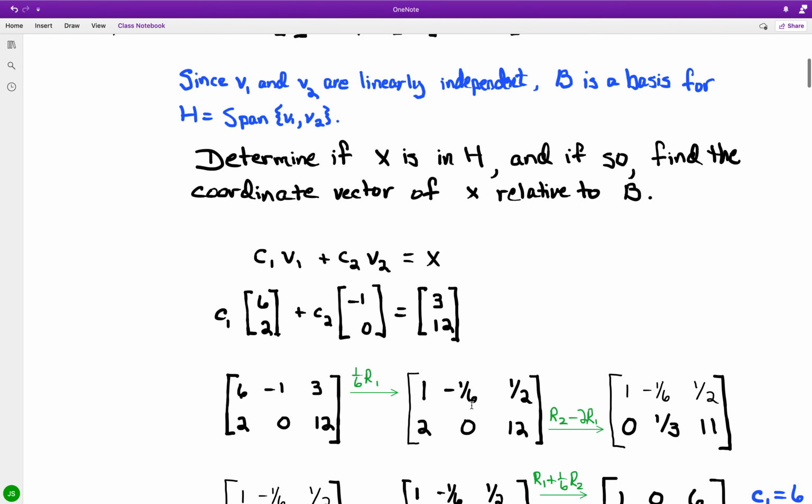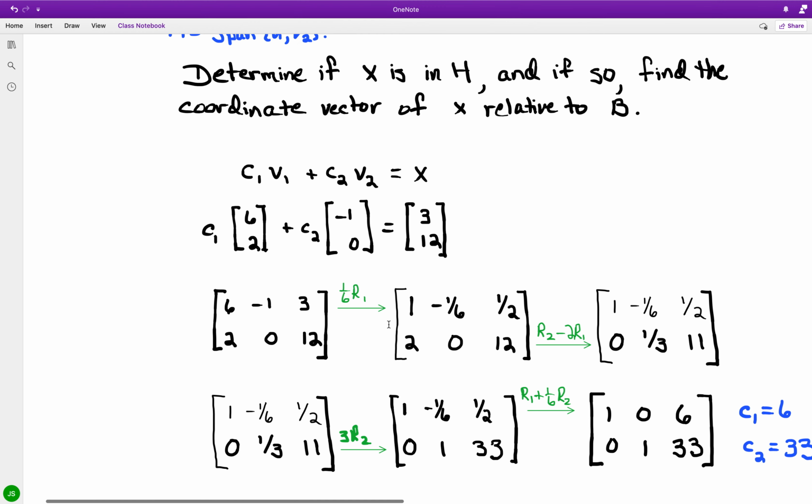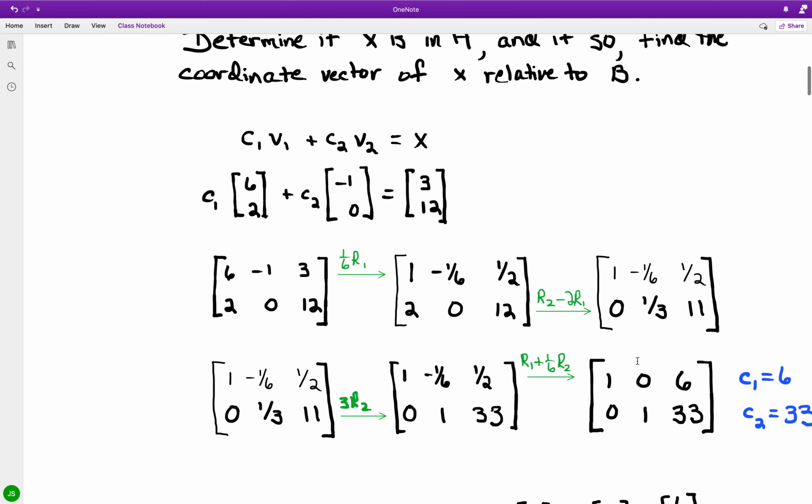Writing this as an augmented matrix, the top row is 6, negative 1, 3 and the bottom row is 2, 0, 12. As we progress to the reduced echelon form, I can make the upper left 6 into 1 by taking 1/6 of the top row, so I have 1, negative 1/6, and 1/2. The 2 as the leading element in the second row I can convert to 0 by taking the second row minus twice the top row. So this is transformed to 0, 1/3, and 11.